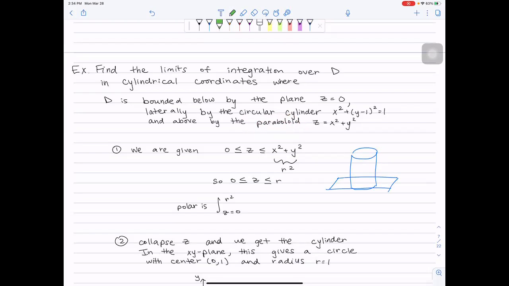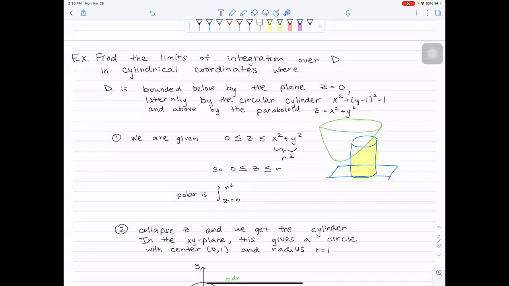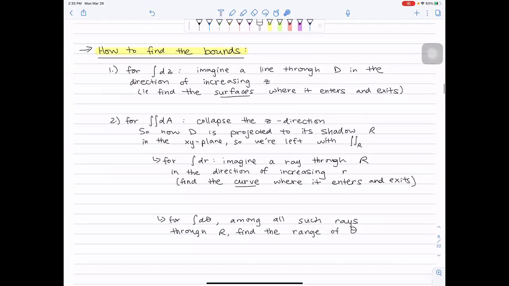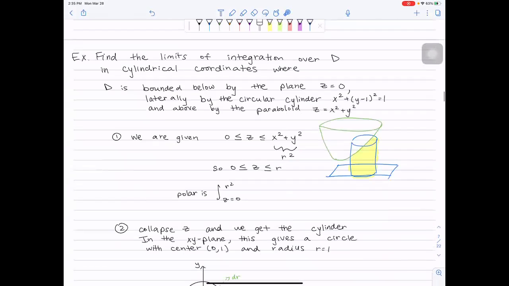We don't know if the paraboloid looks like this or like this, but either way, it's going to stop somewhere by this paraboloid. I can draw it like that. So our region is bounded above by a paraboloid, below by the plane, and laterally by the cylinder. So how do we find z? For z, imagine a line through our region increasing in z, and find what surface it enters and what surface it exits. So where does it enter?